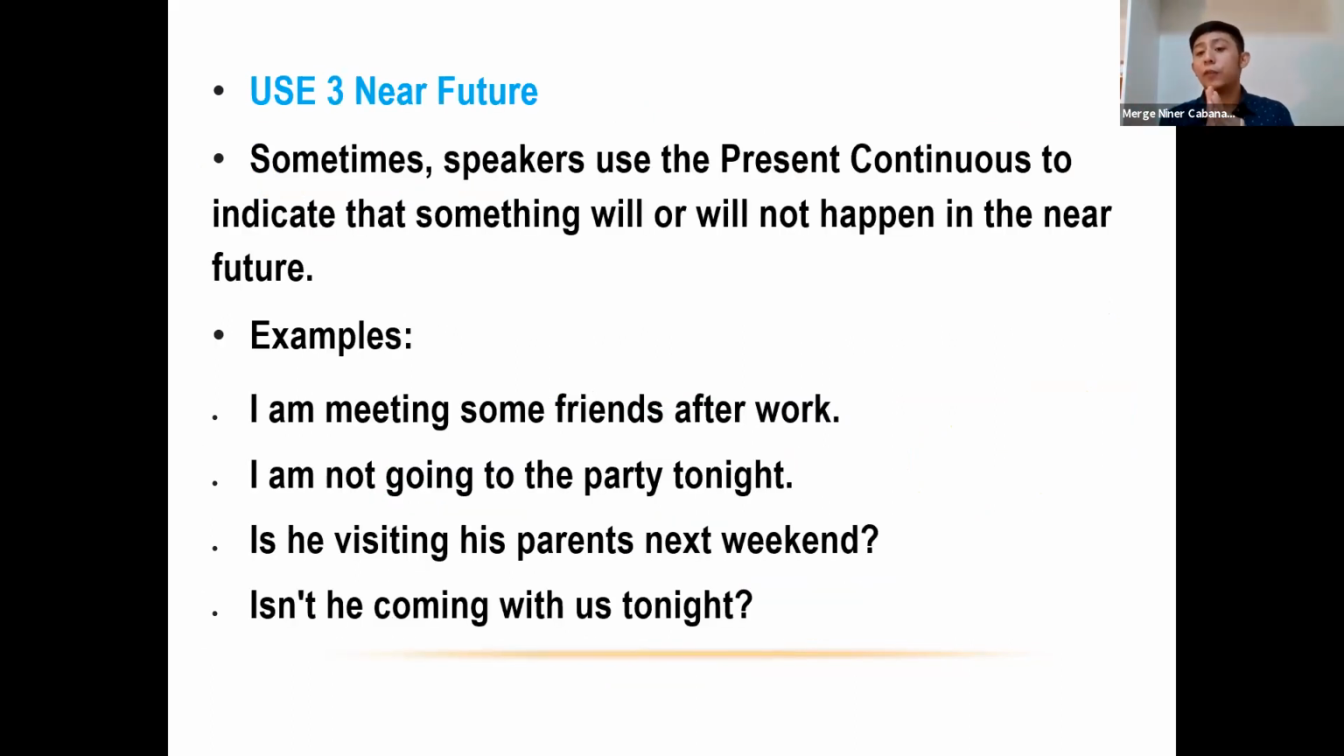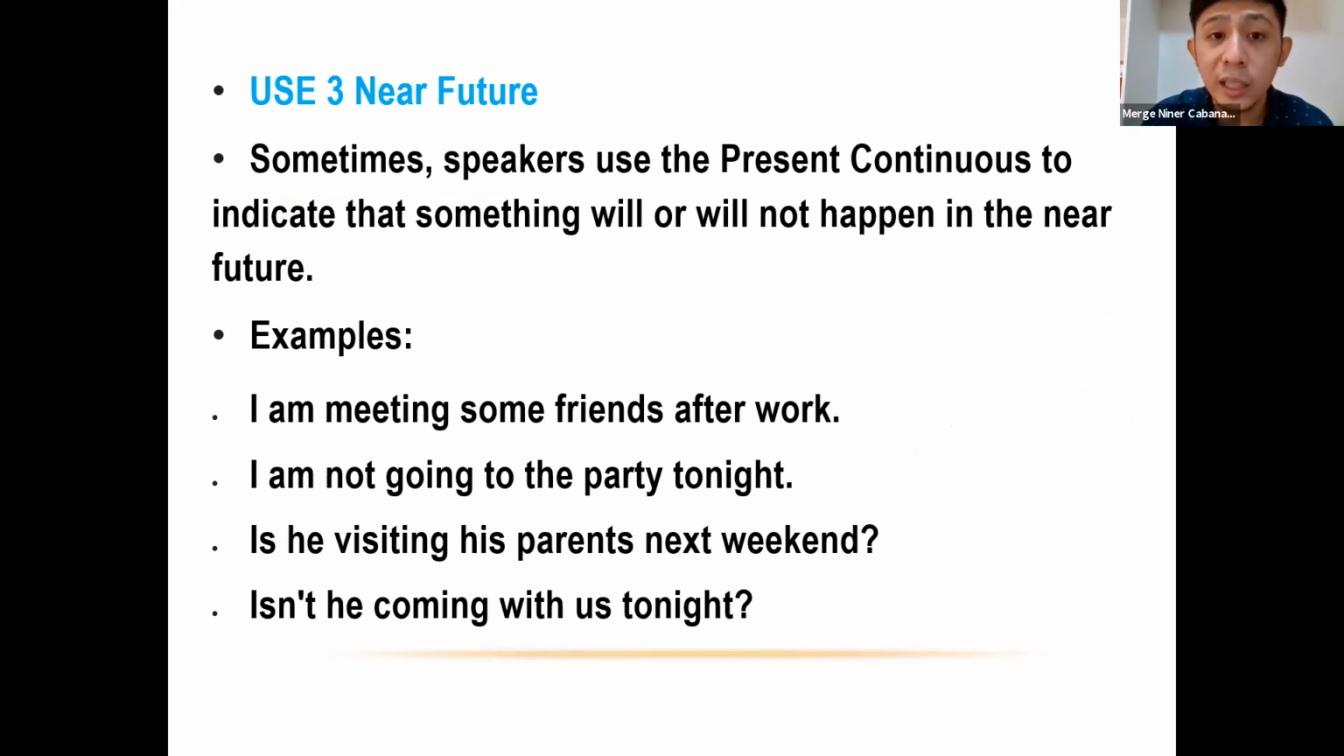We use the near future for the simple present tense. But we will also be using the present continuous to indicate that something will or will not happen in the future. Okay, I am meeting some friends after work. I am not going to the party tonight. Is he visiting his parents next weekend? Isn't he coming with us tonight?